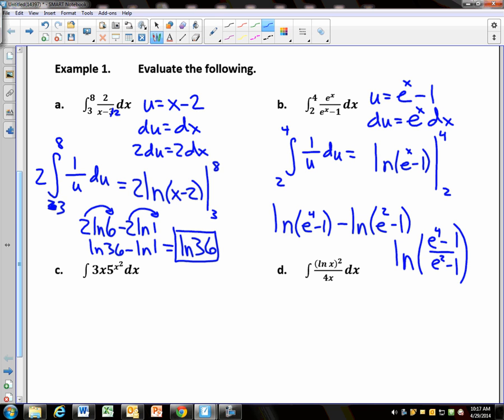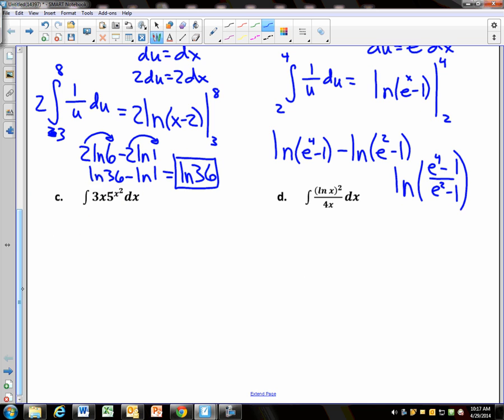Uh-oh, do you see it? Yep, the top factors. Natural log of e squared minus 1 times e squared plus 1 over e squared minus 1. You can see that those cancel. Natural log of e squared plus 1. That's your final answer.